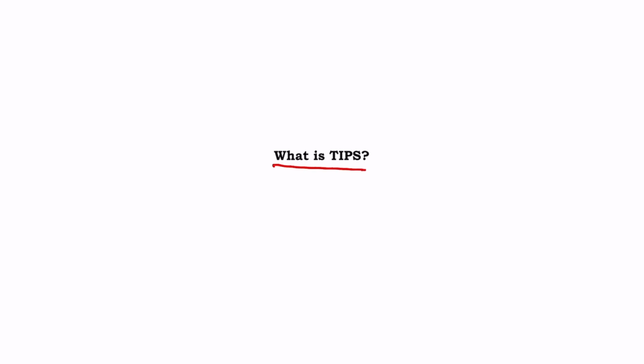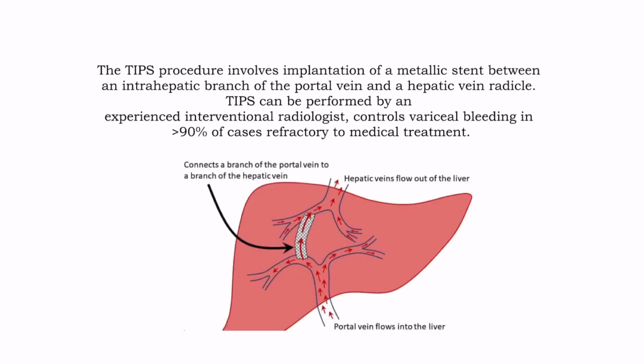What is TIPS? The TIPS procedure involves implantation of a metallic stent between an intrahepatic branch of the portal vein and a hepatic vein radical. TIPS can be performed by an experienced interventional radiologist. It controls variceal bleeding in 90% of cases refractory to medical treatment.